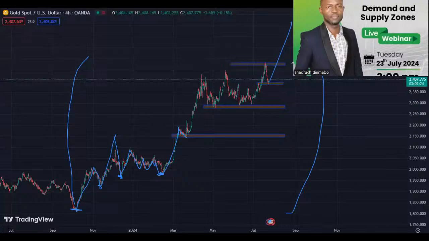I guess this particular webinar makes sense to you on identifying zones, how to determine demand and supply. Like I've earlier said, the demand and supply zone also looks like our conventional support and resistance levels. Is that okay? But this is a bit deeper than the normal conventional support and resistance levels.